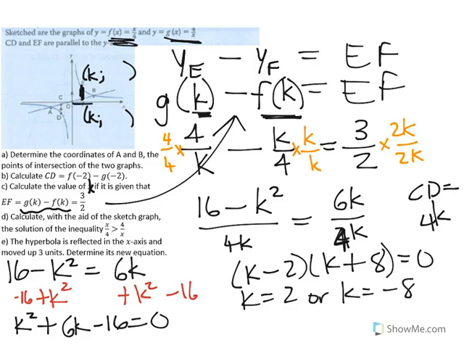But because k is on this side of the x-axis, not on the negative side, then we know that k must be 2. k can't be minus 8 because k is positive. Right, so we've worked out that the value of k would be 2.